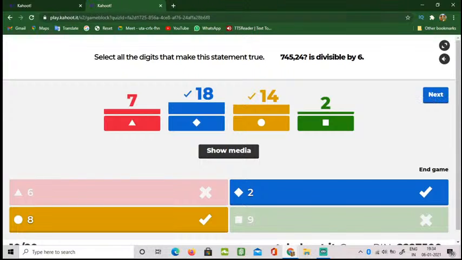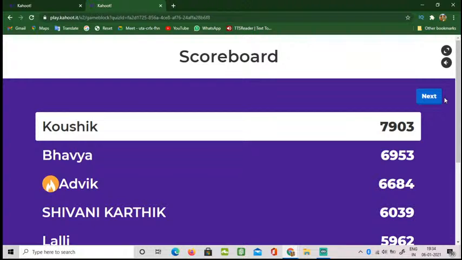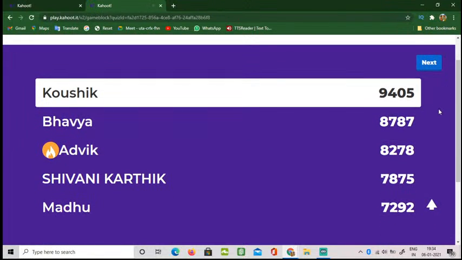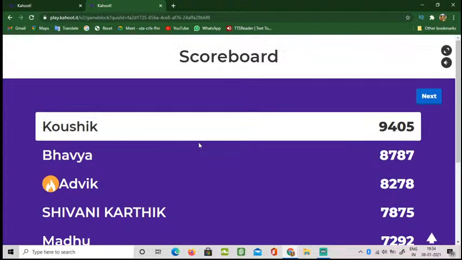Now let me go and see the scoreboard. Again, Madhu has come to the fifth place, and Shivani Karthik is in the fourth, and the rest are the same. I think Kaushik and Bhavya are doing really good. They have been in the first and second places for a long time. And Advik has come up, and he is also in a stable position. Now let me go to the next question.